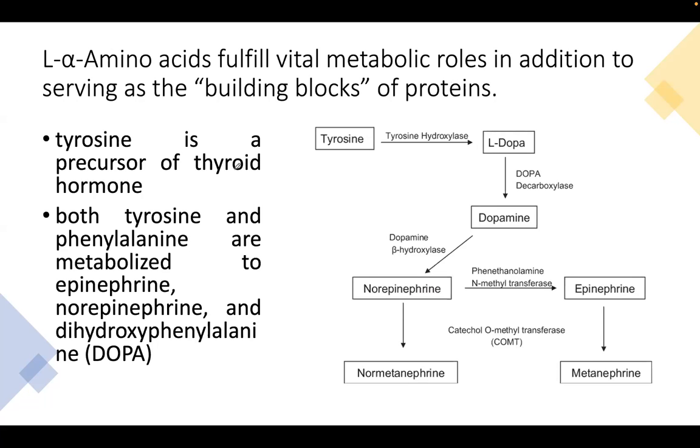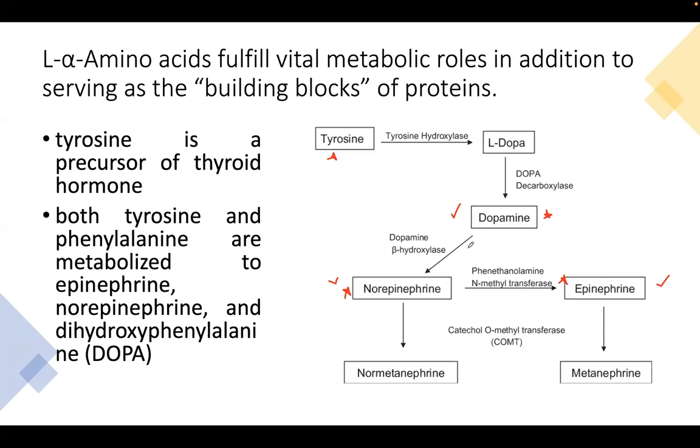We've mentioned earlier that amino acids are building blocks of proteins. So here's the tyrosine being converted to L-dopa. Then it becomes dopamine. Dopamine becomes norepinephrine. Norepinephrine becomes epinephrine. Therefore, tyrosine is the precursor of dopamine. It's the precursor of norepinephrine, and it's the precursor of epinephrine.